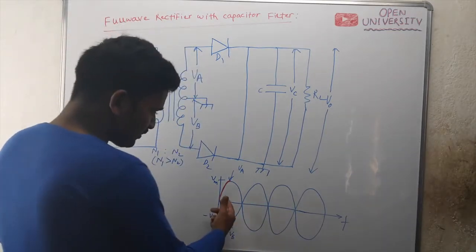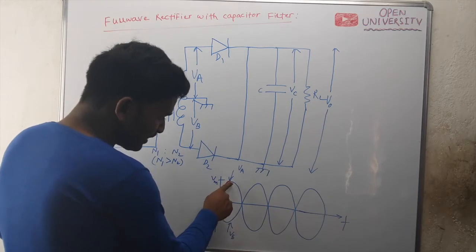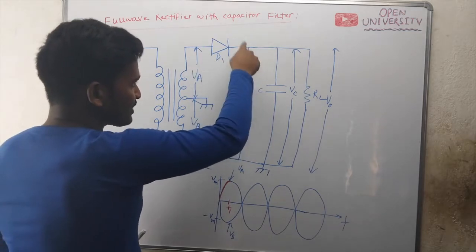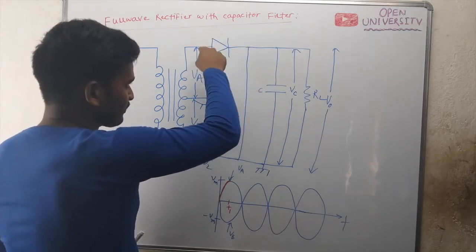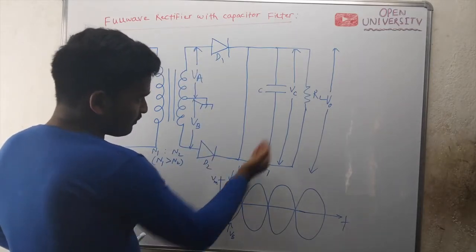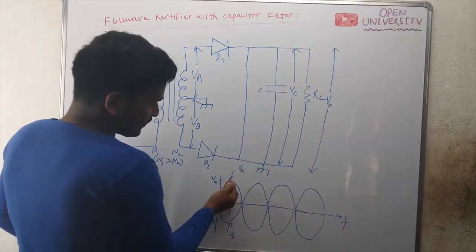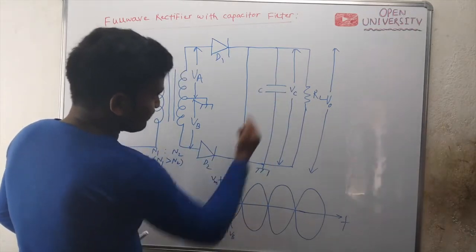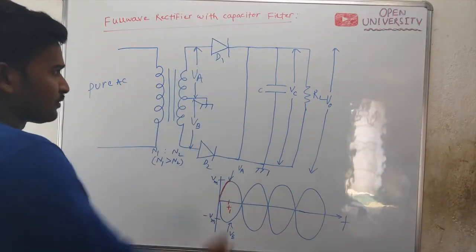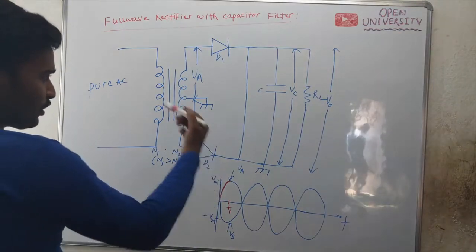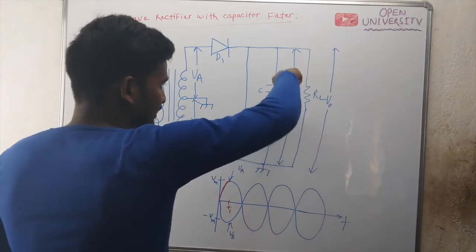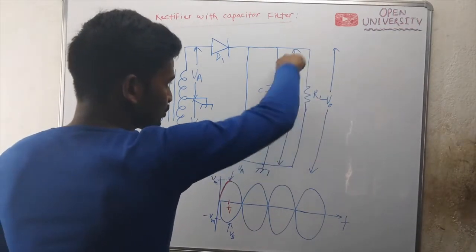After this t1, what will happen? VA will be less than VC. The voltage on this side will be less compared to this side. VC will be greater than VA. So your diode will be reverse biased. D1 will be reverse biased, D2 is already reverse biased. So the capacitor will discharge its voltage through the load resistor RL.